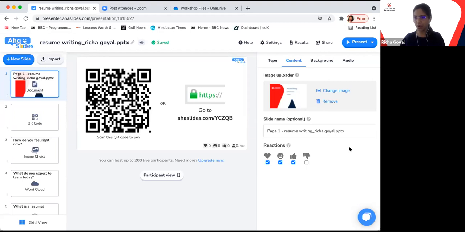Those who are here can log into AHA Slides using the code in chat. Either you can scan the QR code using your mobiles, or you can click on the link that is there in chat. You need to join in AHA Slides because this presentation is going to be interactive, so it's important that all of you log into AHA Slides for participation. Two minutes more.